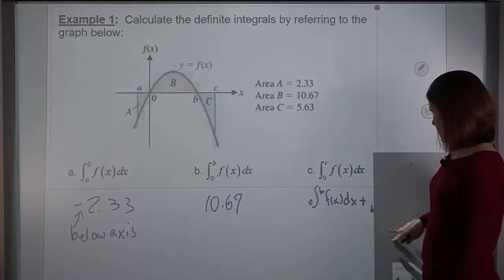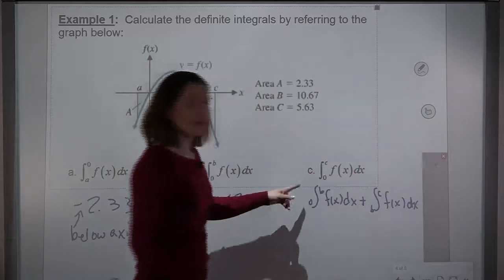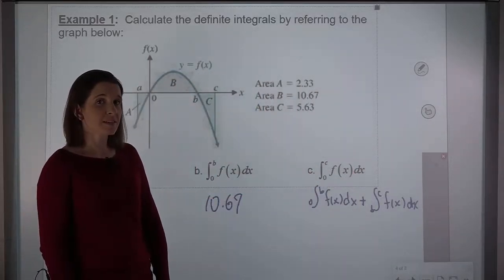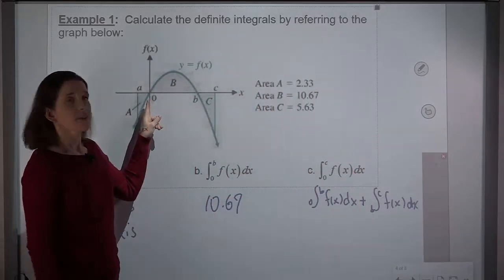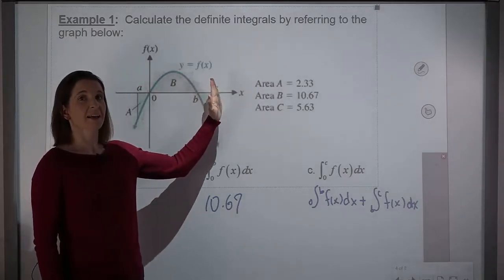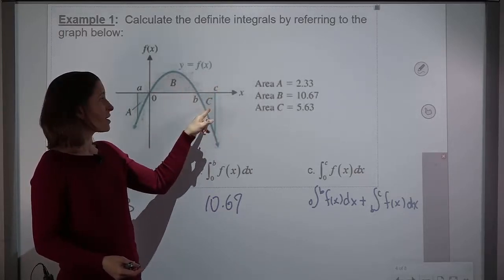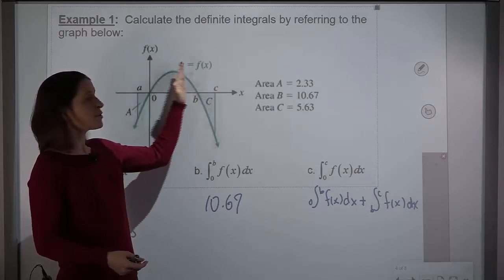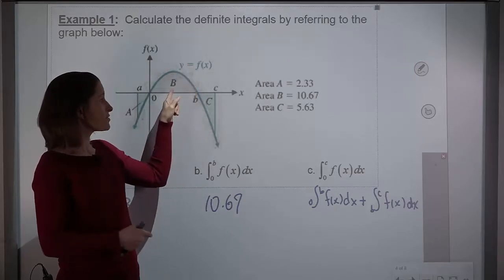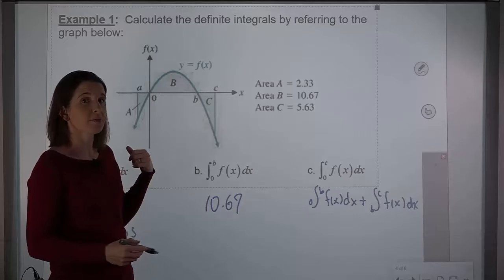The last problem here is 0 to c. So this is going to be a little bit different. If I start at 0 and go all the way to c, I have passed two regions. One the capital B, one the capital C. So from 0 to B, we just did that. We got region B, and that was above the axis, so it was 10.67.